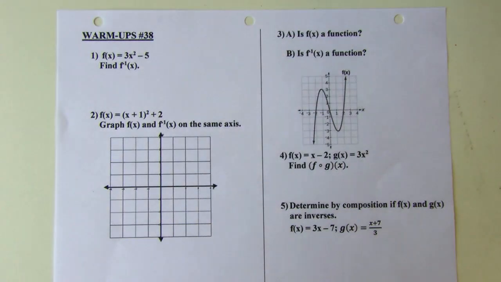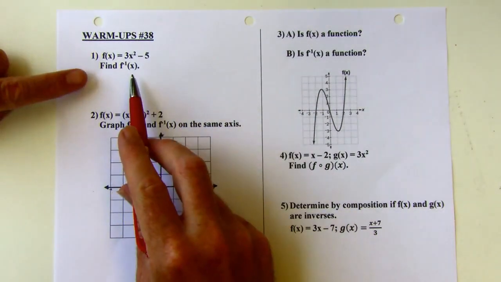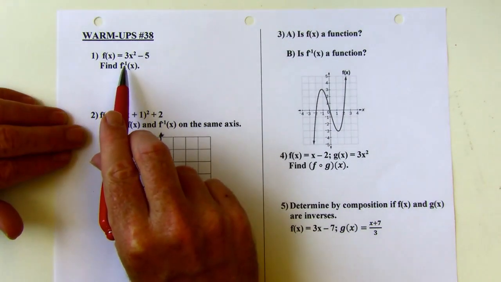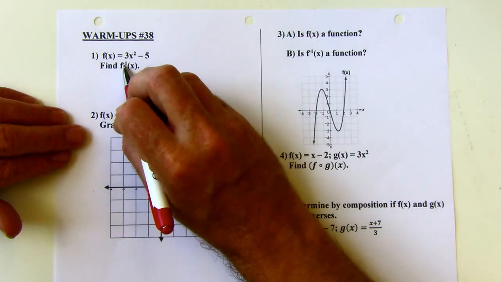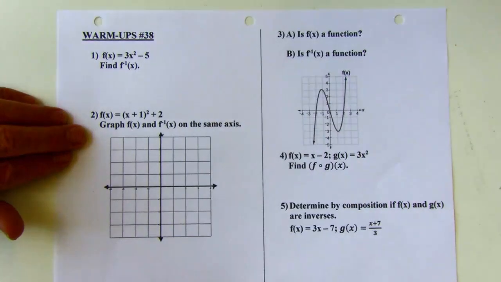Okay, here is warm-up number 38. So this has a function here, and I'm going to find the inverse of this function. It's a little hard to read, but that says f to the negative first. Well, not to the negative first, really, but that is supposed to be a little negative symbol in there, which means I'm finding the inverse of f of x.